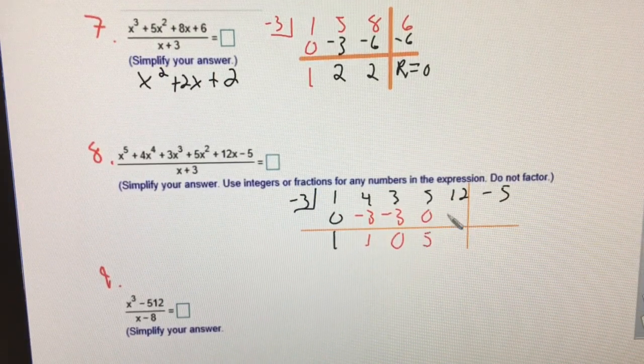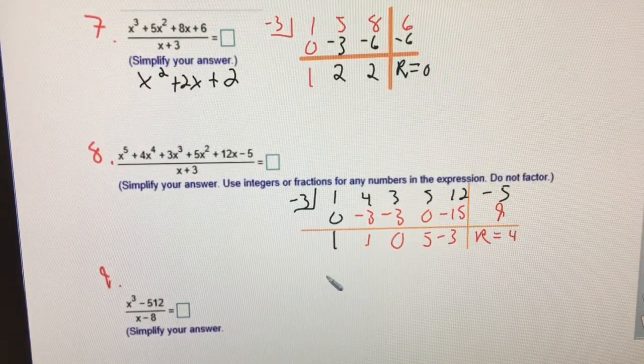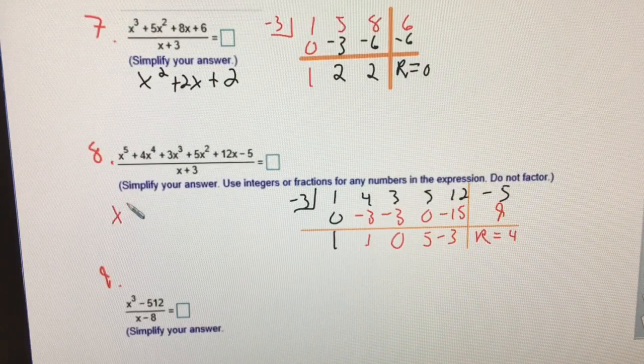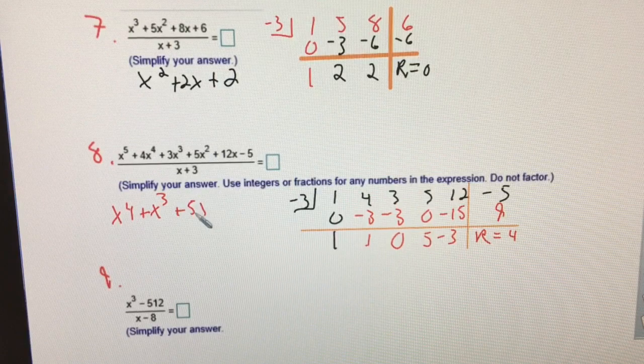0, 5, -15. 12 minus 15 is -3. -3 times -3 is 9. 9 minus 5 gives me a remainder of 4. So my answer is going to be x to the 4th plus x cubed, 0x squared plus 5x minus 3 plus 4 over the original x plus 3.